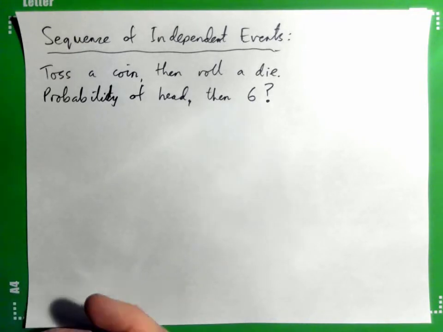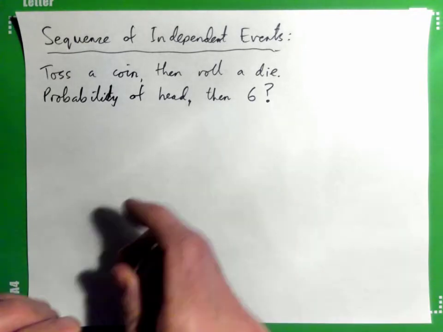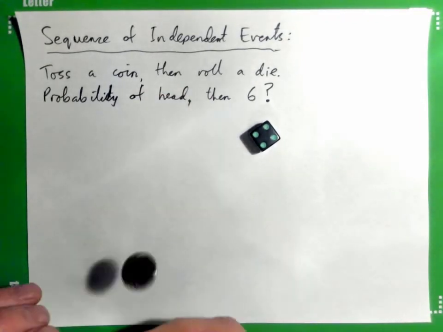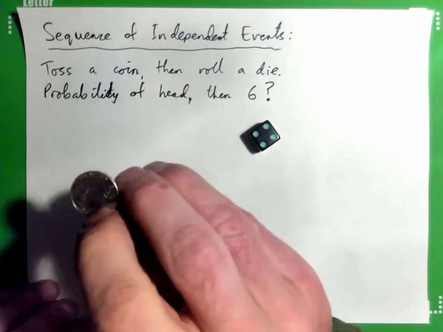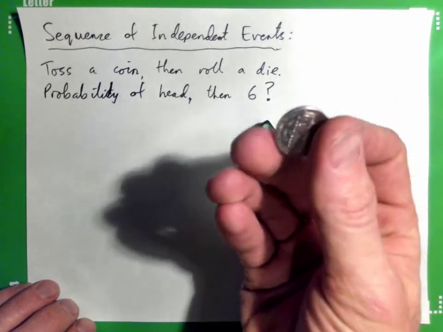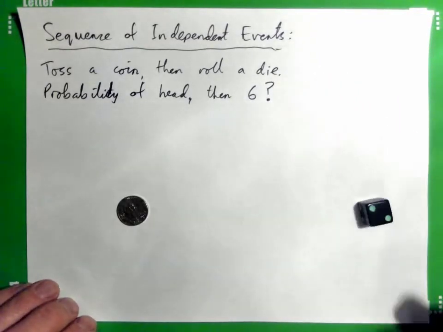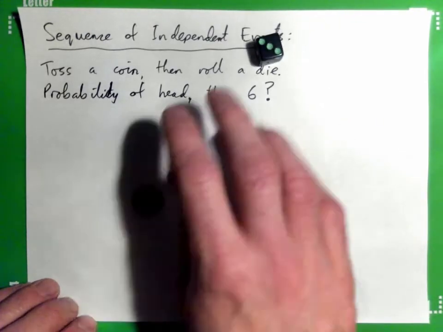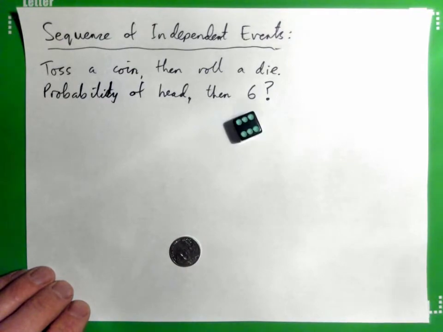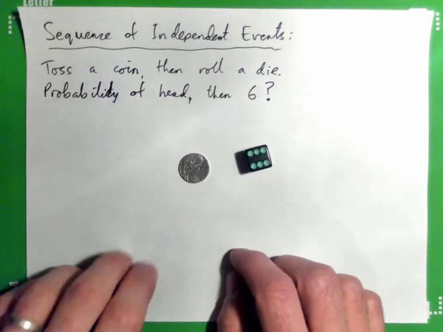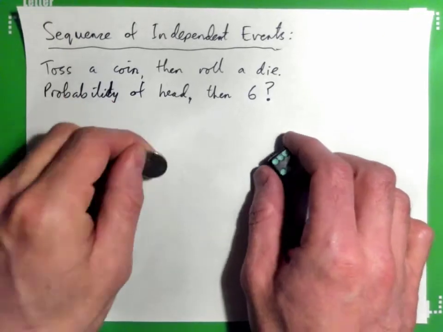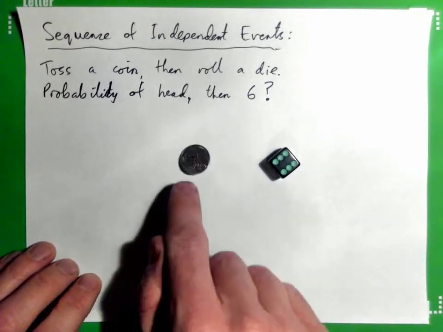You toss a coin and then you roll a die. Here's a coin, here's a dice. What's the probability of getting a head, which would be the president's head there, and then getting a 6? So what's the probability that I flip that and then I get a 6? Wow, I did it. Look at that. Head, 6. Woo! But that's kind of unlikely, actually, because that could be a head or a tail.